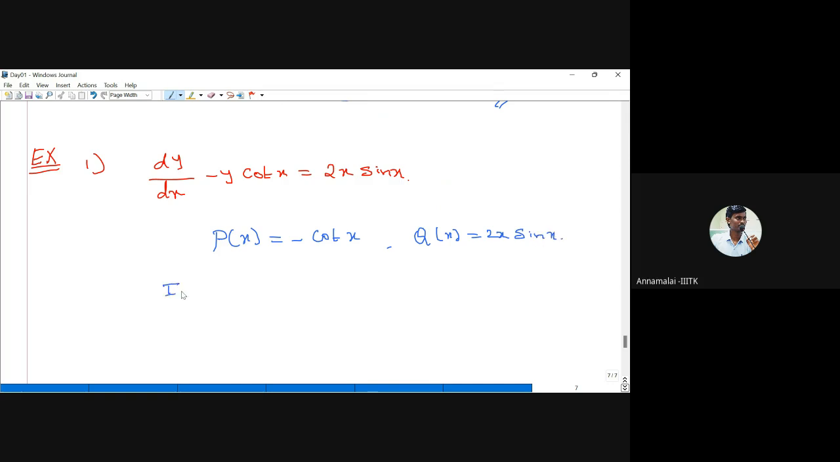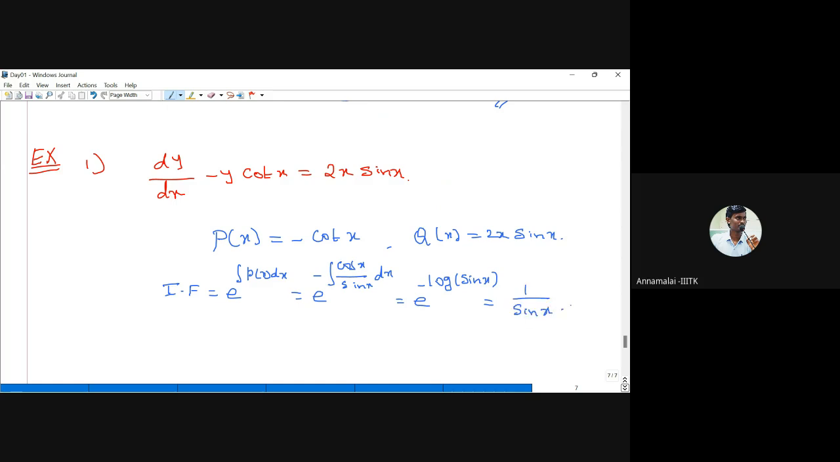Now, what is the integrating factor? The integrating factor is e power integral of p of x into dx. So it's nothing but e power minus integration of cot x. Cot x is nothing but cos x by sin x into dx. Now, if you differentiate sin x, you will get cos x. Therefore, the integral is log of sin x, because the differentiation of the denominator is the numerator. Now with the minus, we take the reciprocal, and e and log cancel, so we get 1 by sin x.